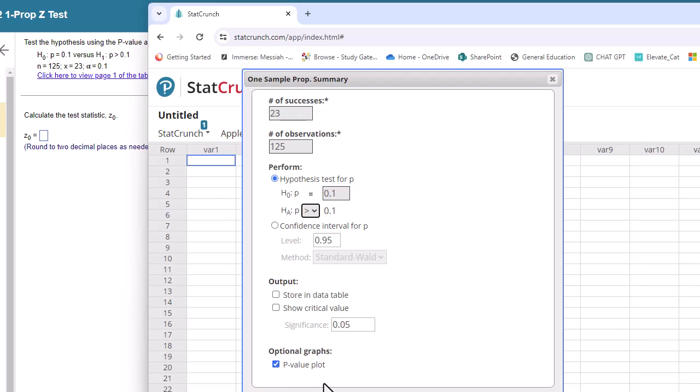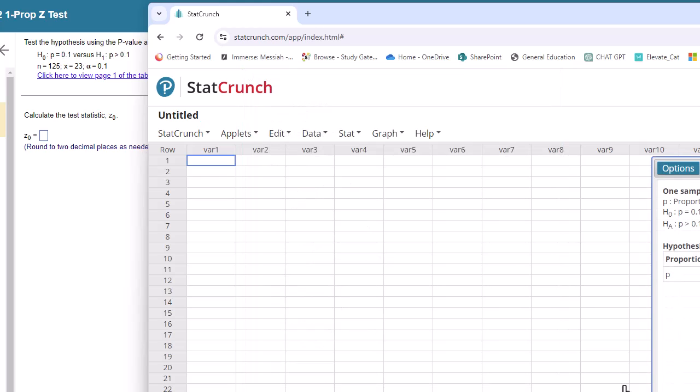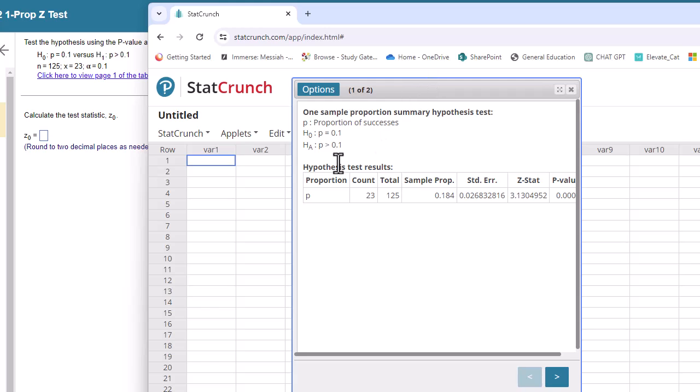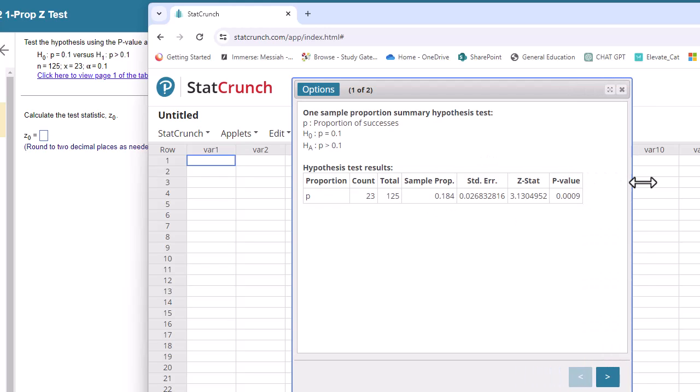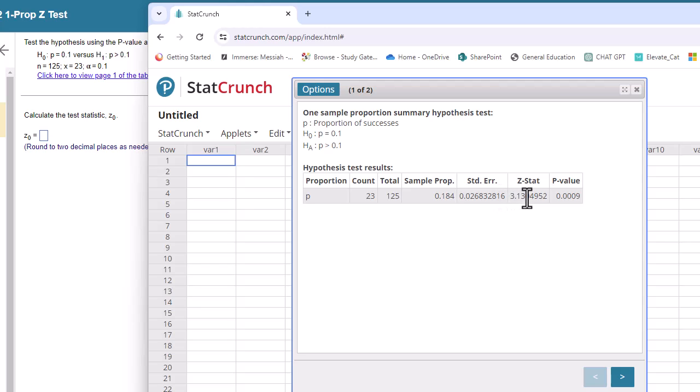You don't have to do this, but just to make a connection to something that we've done before, that this is really nothing new. So always check, here's our H0, p equals 0.1, HA or H1 is p is greater than 0.1, right there. Here's our count, 23 out of 125, there we go. Our sample proportion, when I divide 23 by 125, I'm going to get 0.184. Here is our test statistic at 3.13.